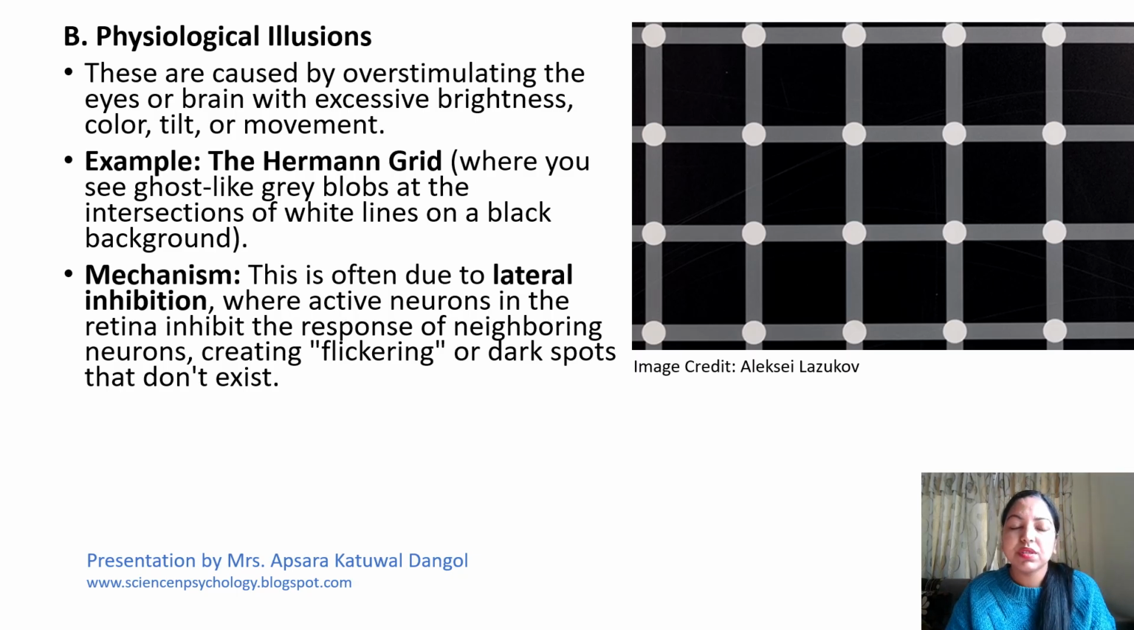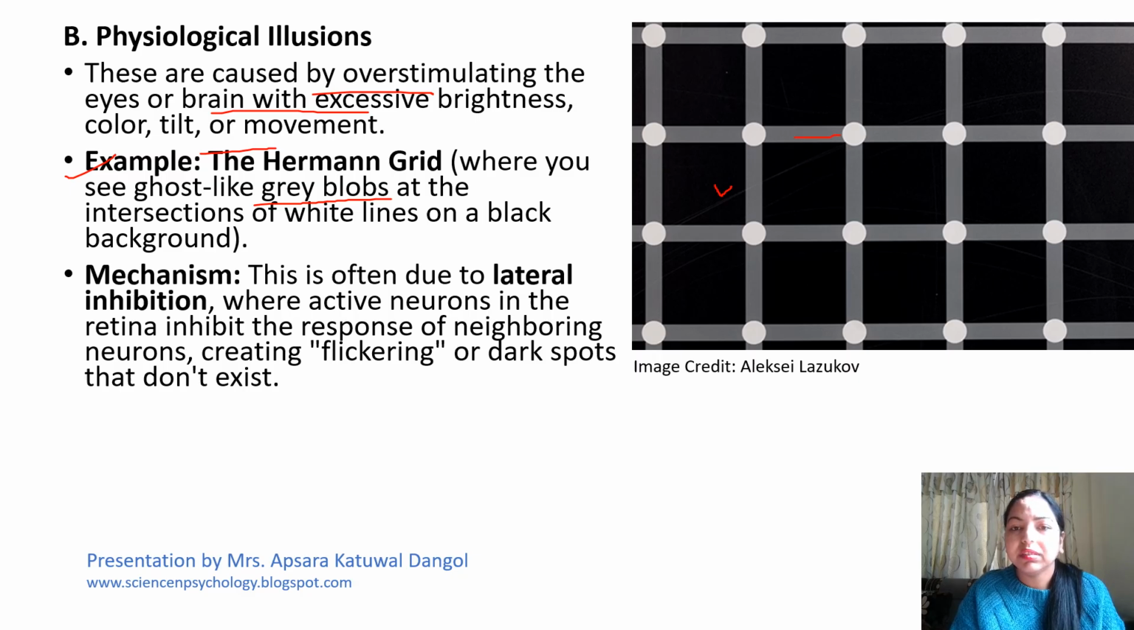Next one is physiological illusion. So what is physiological illusion? These are caused by overstimulating the eyes or brain with excessive brightness, color, tilt, or movement. For example, the Hermann grid, where you can see gray spots at the intersection of white lines on a black background. So this is the black background, right? And these are the white lines.